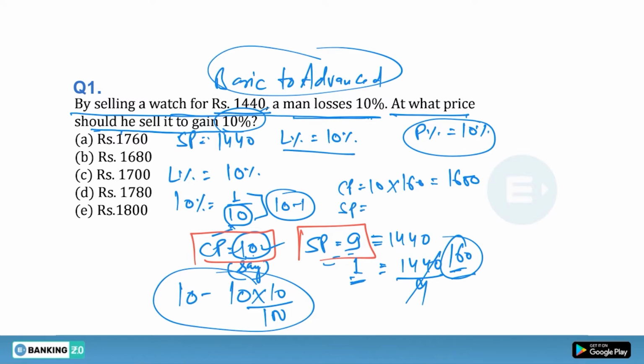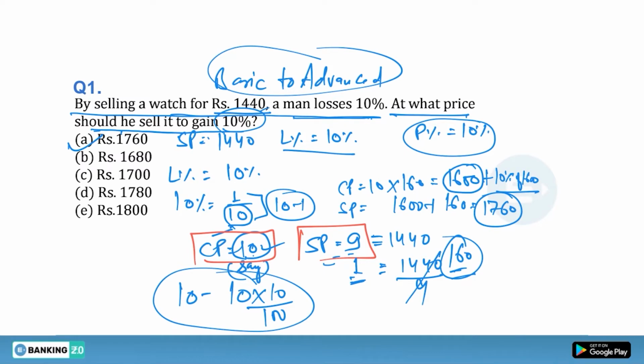SP will be what? 10 plus 10% of this value. Okay, plus 10% of 1600. So what will be the 10% of 1600, guys? This will be nothing but 160. So selling price will be what in that case? 1760. That means A will be your right option. So this is how you solve the question.